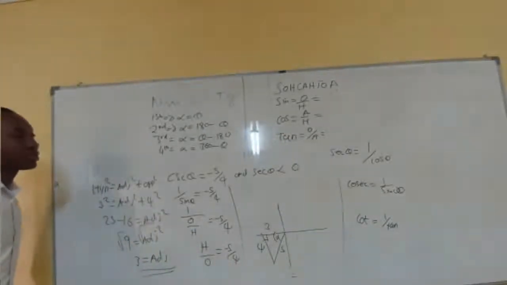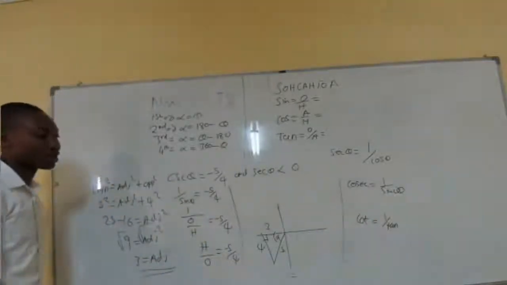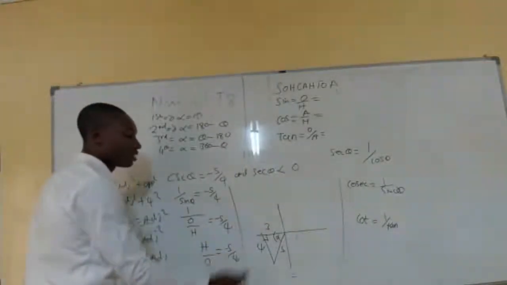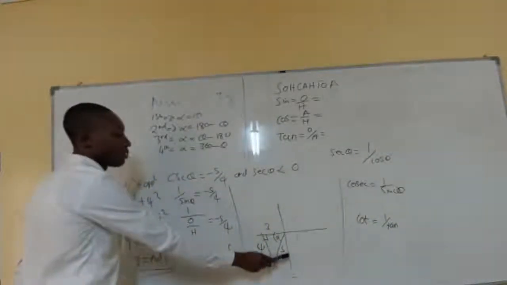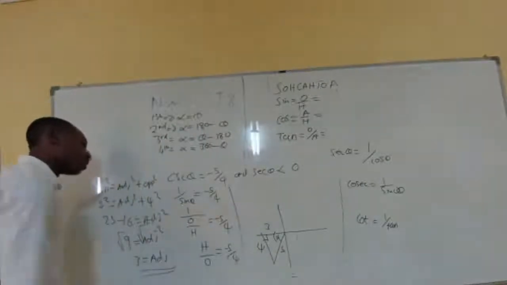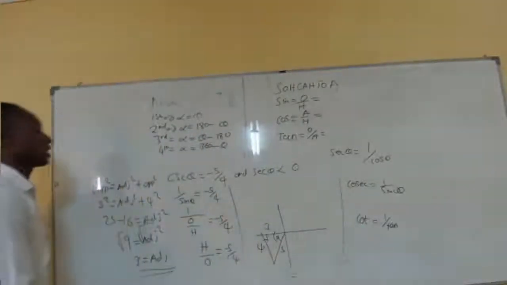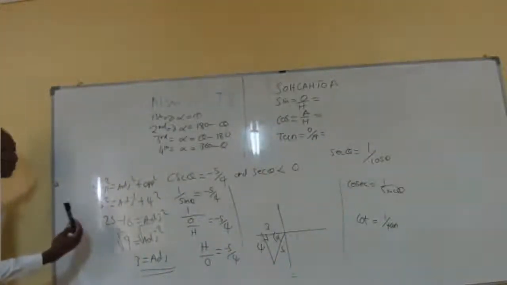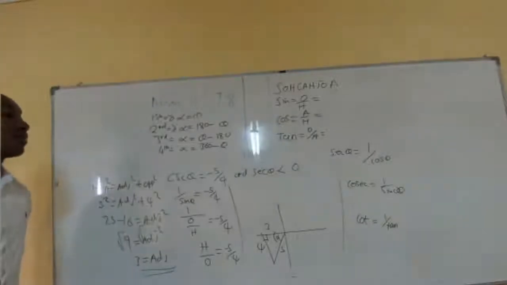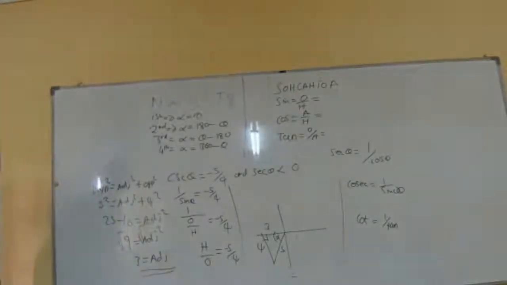Because cosec is 1/sin and is negative, we're looking for the quadrant in which sine is negative and cos is negative, which is the third quadrant. In this third quadrant, the terminal side is given as that. So we had hypotenuse as 5 and opposite as 4. We needed to find the missing adjacent, and by the Pythagoras theorem we get the adjacent side as 3.